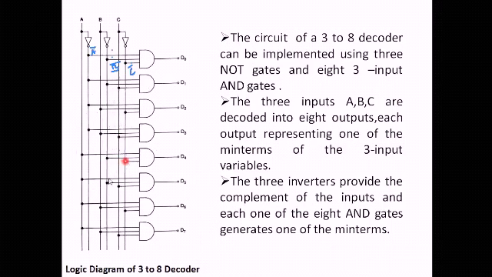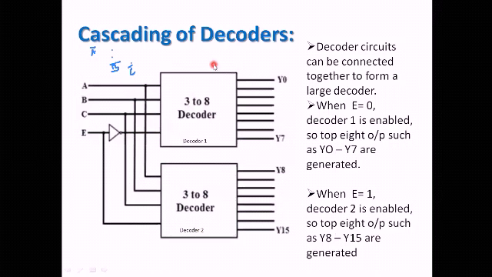Next is D5. It is A, B bar, C. Next is D6. D6 is A, B and C bar. And D7 is A, B and C. So I hope this circuit is clear to all of you. Now let us move to the next slide, that is cascading of the decoders.